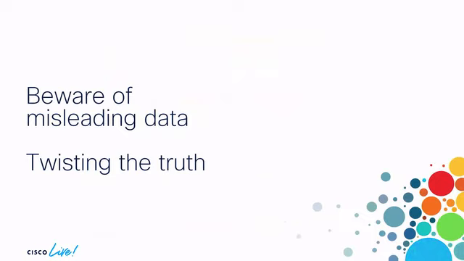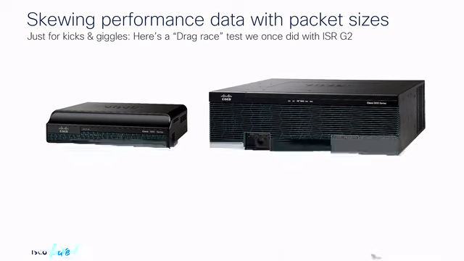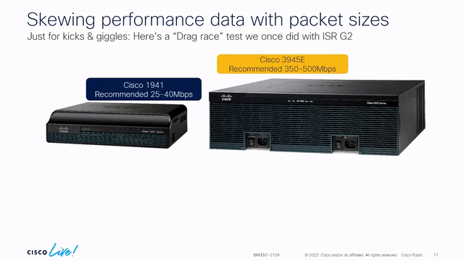So how do you twist the truth of performance data? You can do that pretty easily if you want to. I have an old G2 here because we haven't done it since the G2 days, but it shows very clearly what you can do to twist the data. For those who remember the G2s, how many have G2s here? Quite a bit, good. The G2s, the 1941, roughly 35 megs of data.